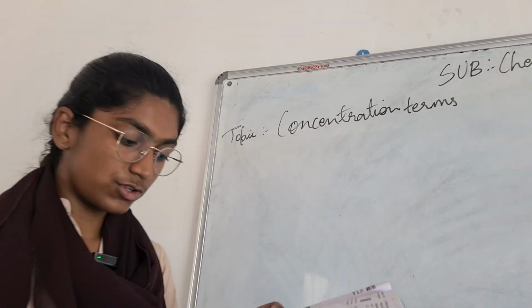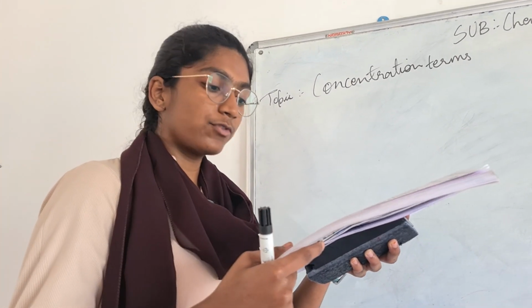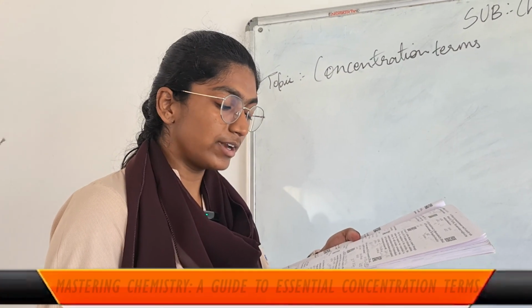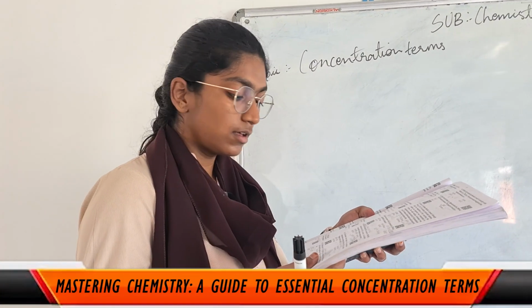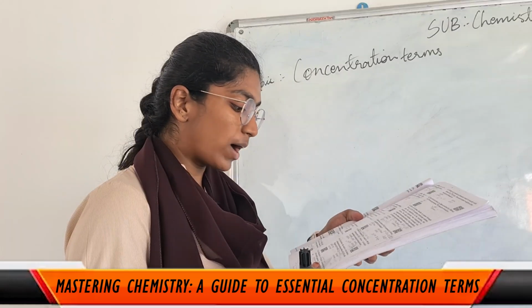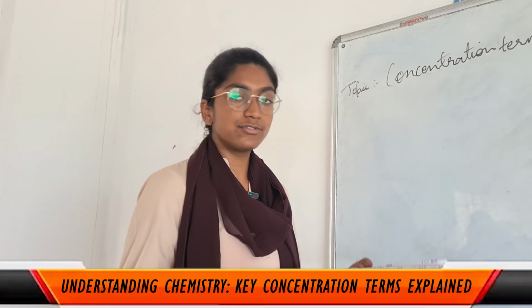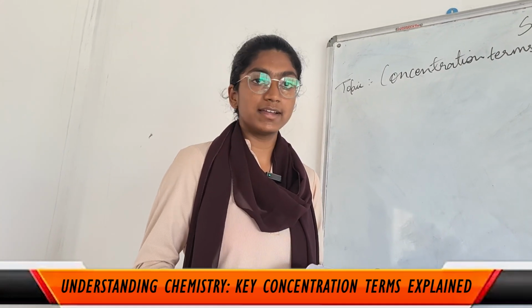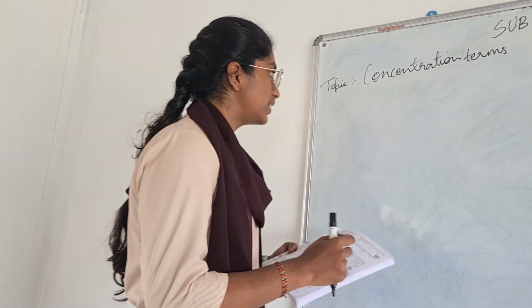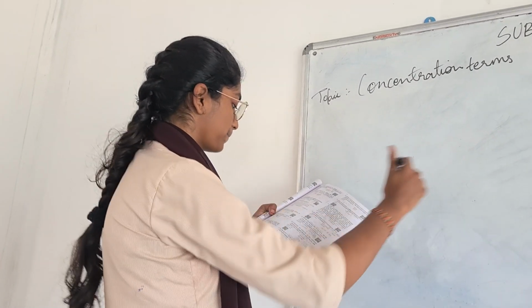An aqueous solution of 6.3 grams of oxalic acid dihydrate is made up to 250 ml. The volume of 0.1 normality NaOH required to completely neutralize 10 ml of the solution is. So this question might feel kind of complicated, but it's easy to solve. So let's see how to solve this.